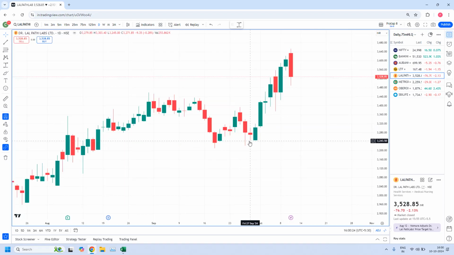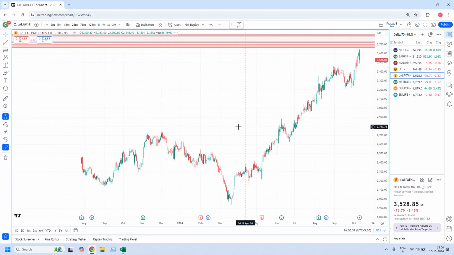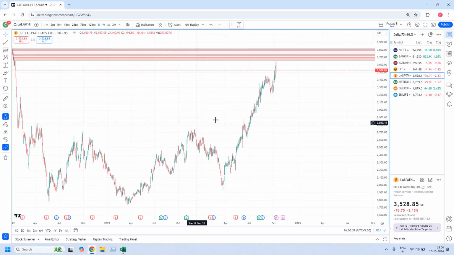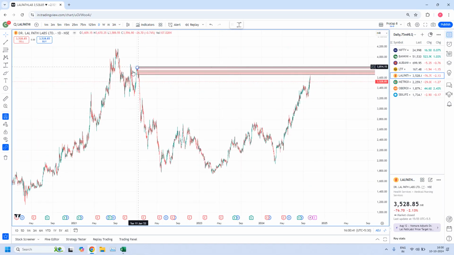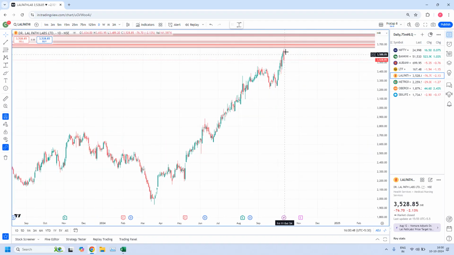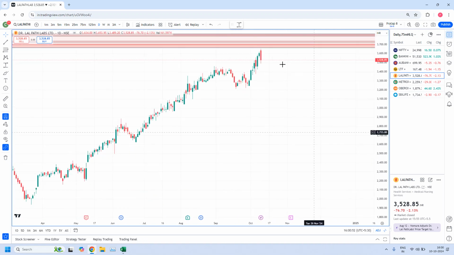Next one is Lalpat Lab. This is a zone created in 2022, and you can't access the fine-tuned 5 minute zone. Data is not available in TradingView, so I have fine-tuned up to the 15 minutes time frame. Because 5 minute zones are not there, we didn't plan any trades. But anyway, prices did not enter into this zone today.